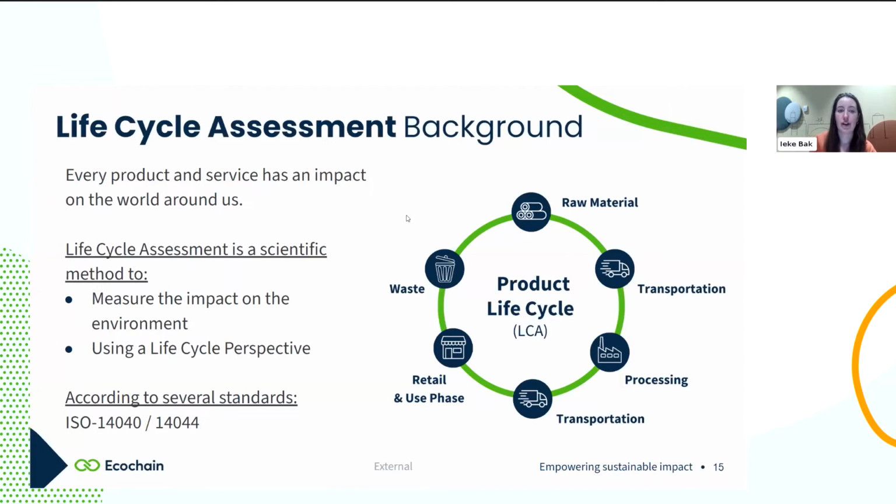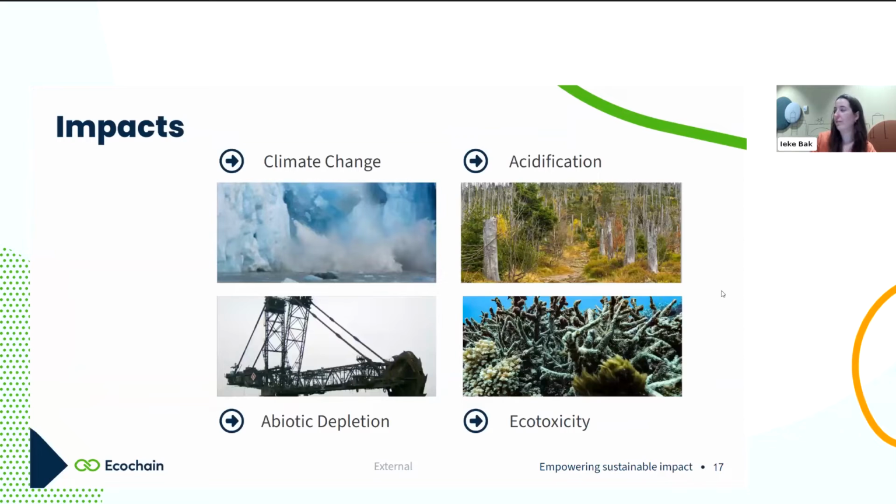Every product or service has an impact on the world around us. And what you can see here is that it consists of various stages. So if you have, for example, the raw material, transportation, processing, then again transportation to the customer, the retail and use phase, and the waste phase at the end. And what you want to do is calculate or map all of those stages and then connect the environmental impact. How do you do that? Well, all the impacts are here as an example, and often mentioned examples are climate change with the CO2 emissions.